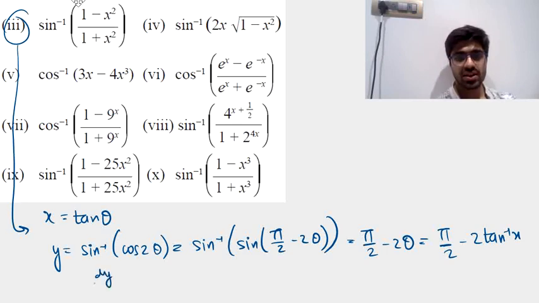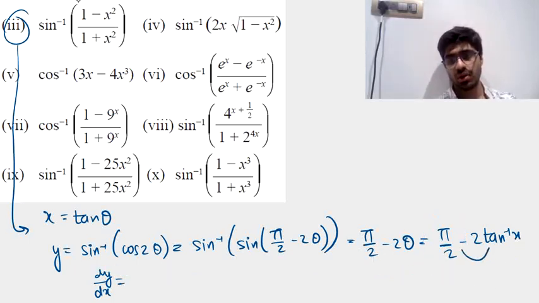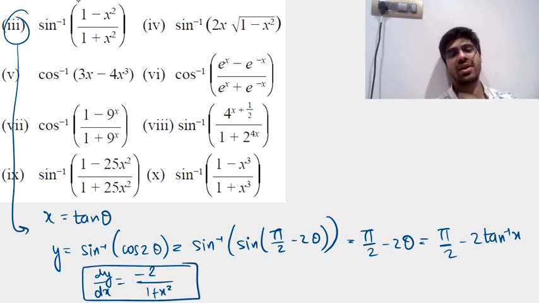So dy by dx, this was y, right? This was y. So dy by dx will be 0 minus 2 into the derivative of tan inverse x, which is 1 upon 1 plus x square. So dy by dx is minus 2 upon 1 plus x square.